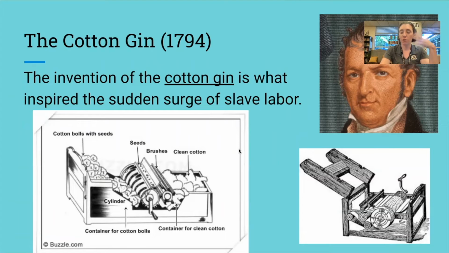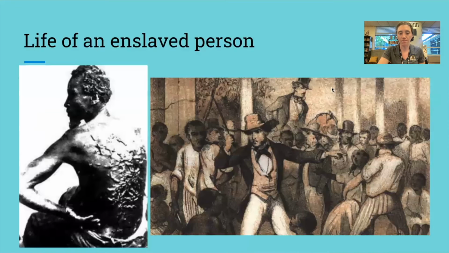So you would think with the production of cotton going more smoothly, that there wouldn't be as much of a need for slave labor, but there's actually a huge surge in slave labor. And that's because we have cotton being produced easier. So they're planting more cotton, so they need more people to harvest it. Okay. And this cotton gin was invented by Eli Whitney. That's the guy right there.